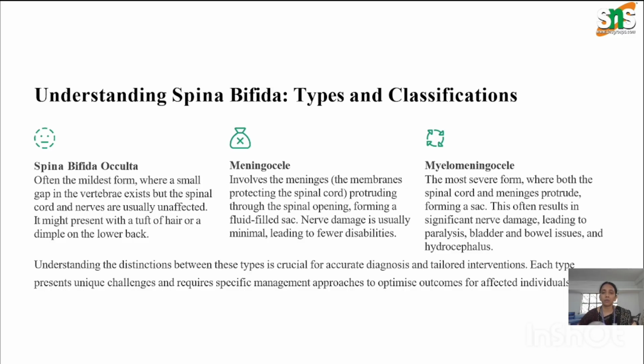The third type is myelomeningocele. It's the most common form, where both the spinal cord and meninges protrude and form a sac-like structure outside the lower back. This often results in significant nerve damage, leading to paralysis, bowel and bladder dysfunction, and it may be associated with hydrocephalus also.